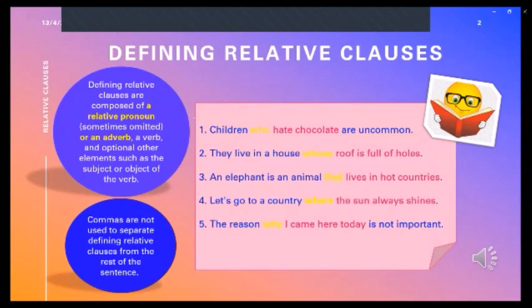Let's see these examples. Children who hate chocolate are uncommon. They live in a house whose roof is full of holes. An elephant is an animal that lives in hot countries. Let's go to a country where the sun always shines. The reason why I came here today is not important. Check that in these examples we can find the relative pronouns or adverbs who, whose, that, where, and why.